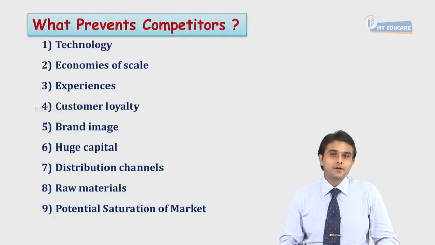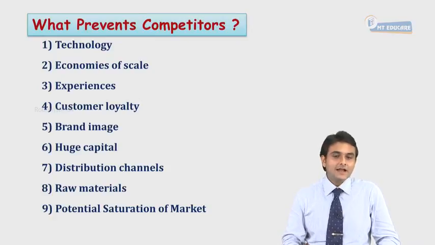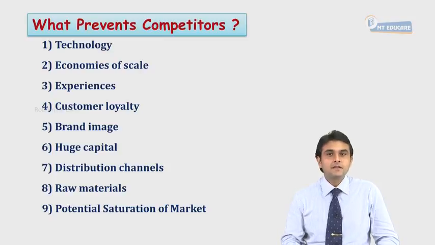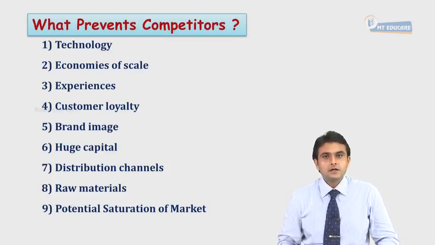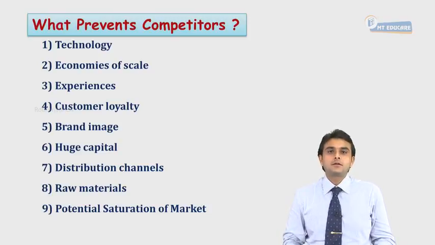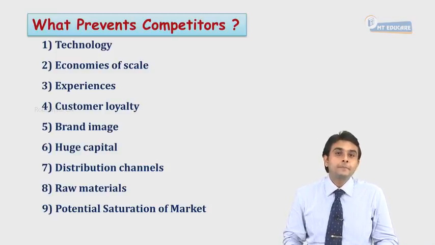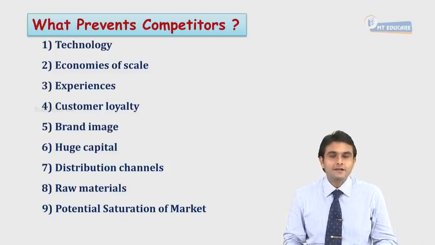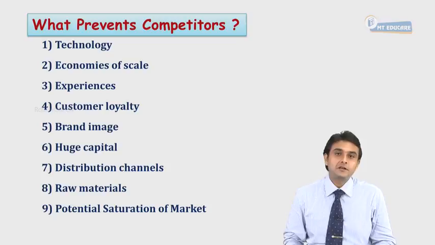Now, what prevents competitors? These are factors that can be a uniqueness of my business. For example, the technology, the economies of scale, the experience, which in general refers to the number of years a business has been in that field, customer loyalty, and so on and so forth. So these are factors that will prevent competitors. Now, suppose I have huge financial strength and a good brand name. That may tend to prevent other businesses who are not financially so strong or who do not have such a good reputation in the market.